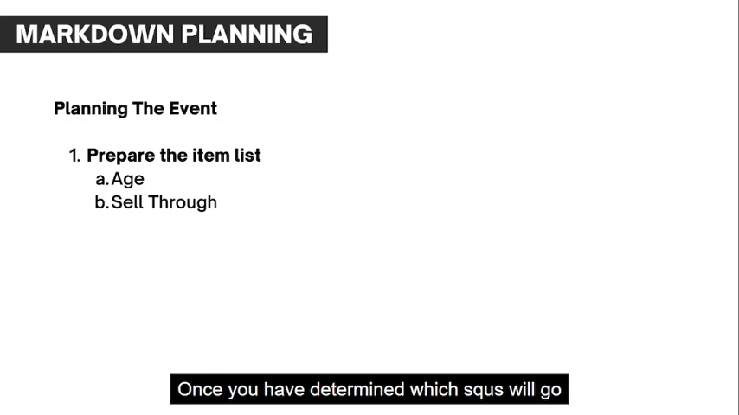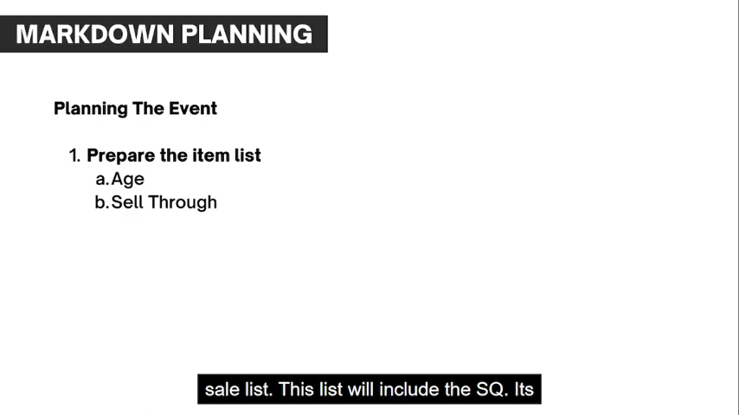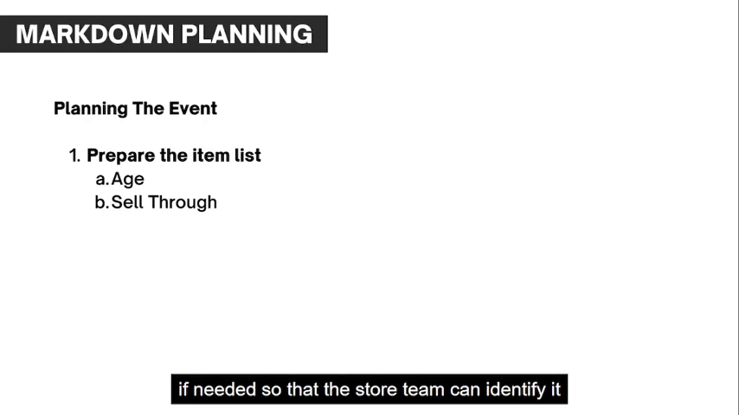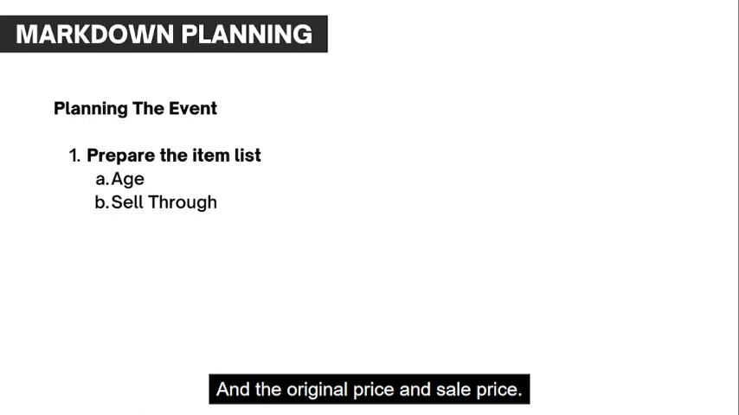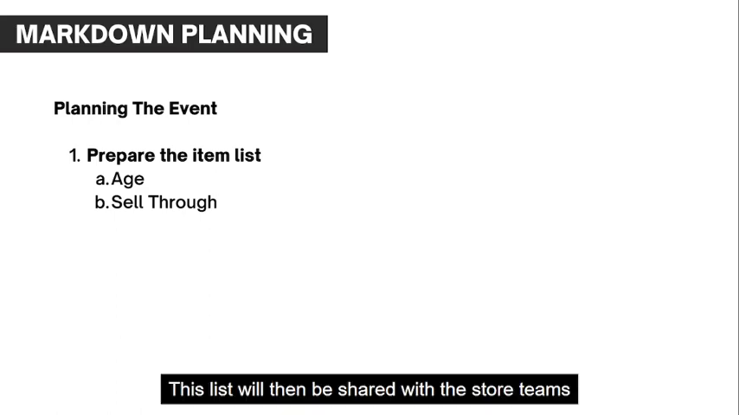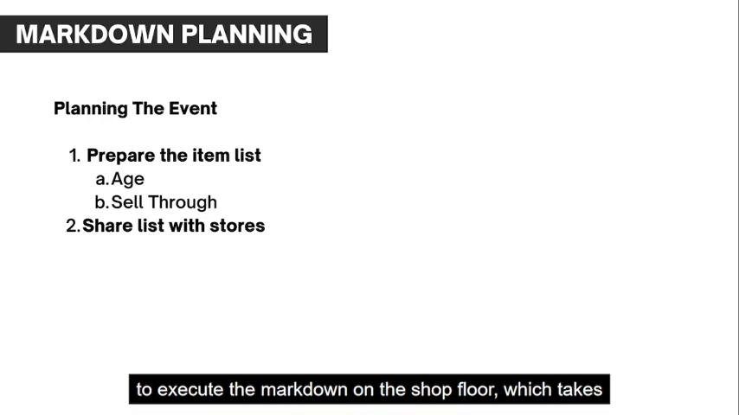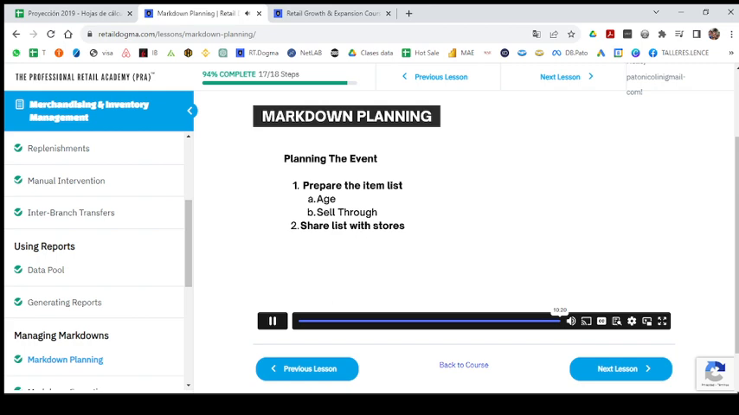Once you have determined which SKUs will go on sale and the ideal price for each SKU, you will generate the sale list. This list will include the SKU, its category, and other categorization or attributes if needed so that the store team can identify it easily, and the original price and sale price. This list will then be shared with the store teams to execute the markdown on the shop floor, which takes us to the next lesson on markdown execution.